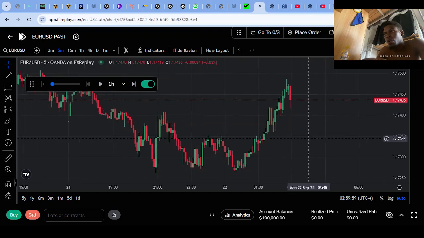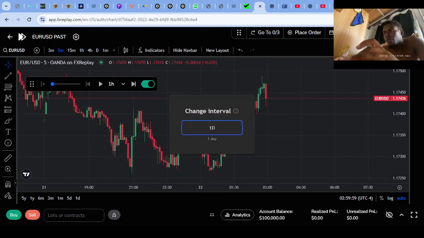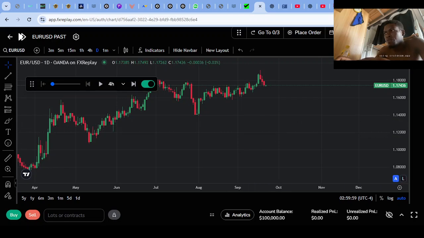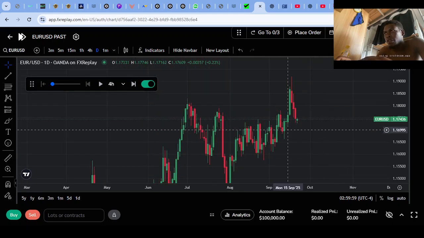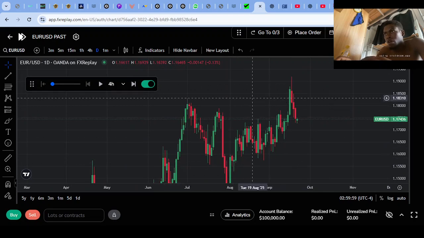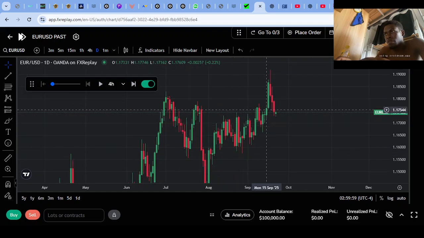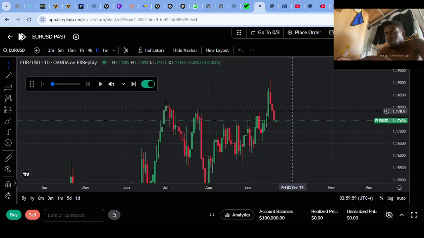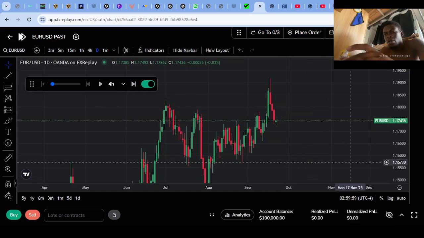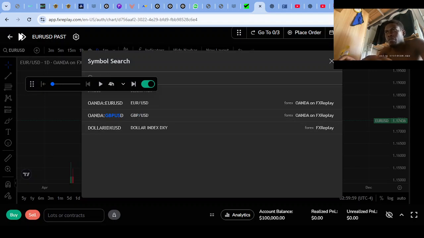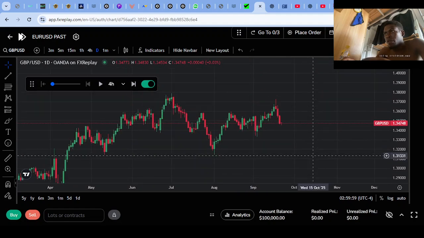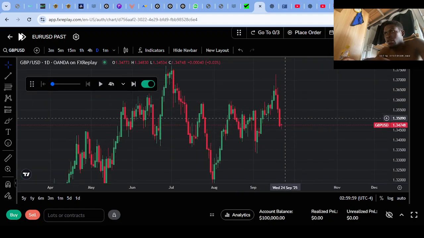So here, as y'all can see, we are looking at Euro USD, and for my analysis, I always start from the daily time frame. From the daily time frame, we can see that price has been going up for days. It took our liquidity over here, and it's been going up. So I'm pretty much bullish here.